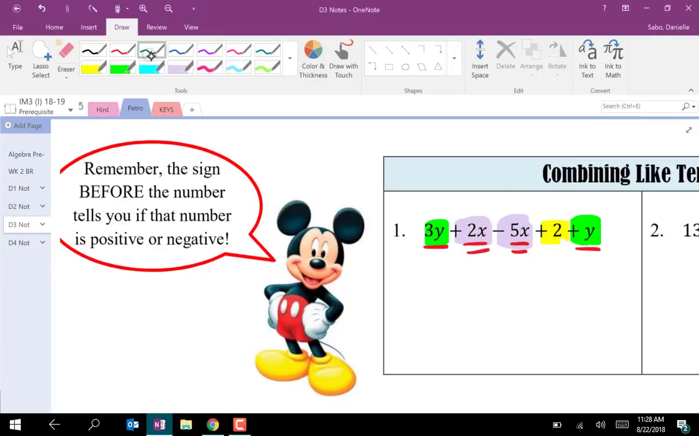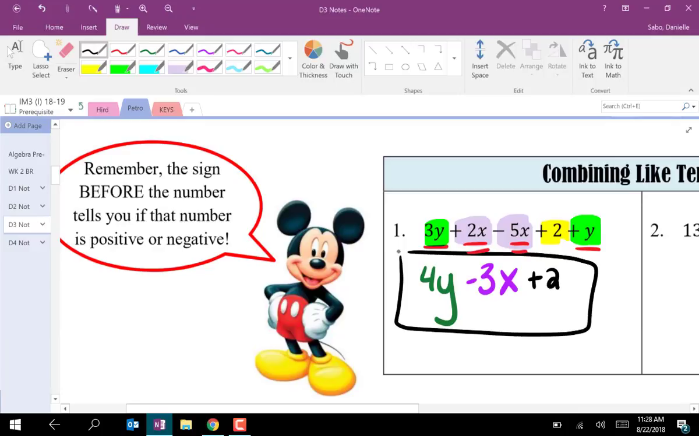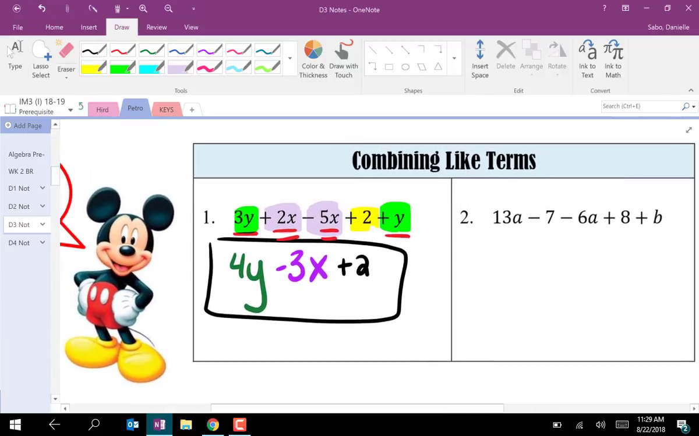Okay, so in green, what is 3y plus 1y? 4y, very good. And then in purple, 2x minus 5x. Close. Negative 3x. And then I'm just going to bring down that 2, and we're done. That's as far as we can go, because you can't combine an x and a y. It's like if you're trying to sort apples and bananas, you can't put them together because they're supposed to be separate. Okay? All right, I want you guys to do number 2.